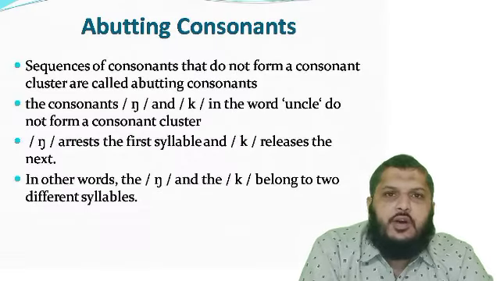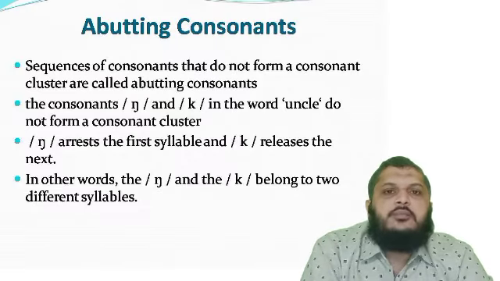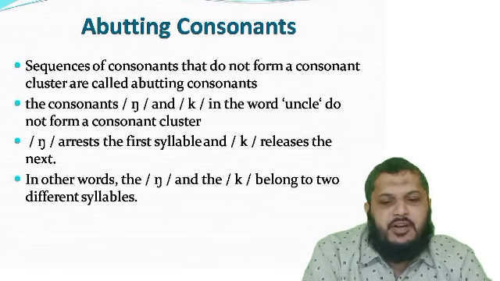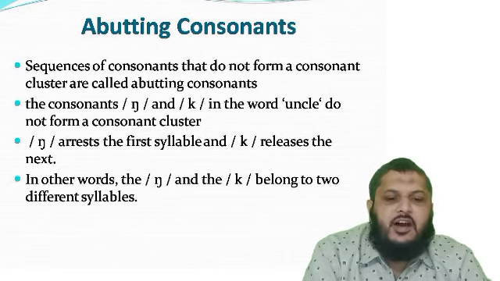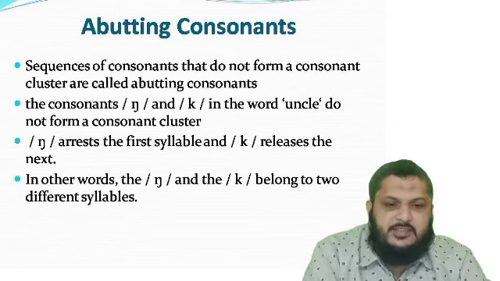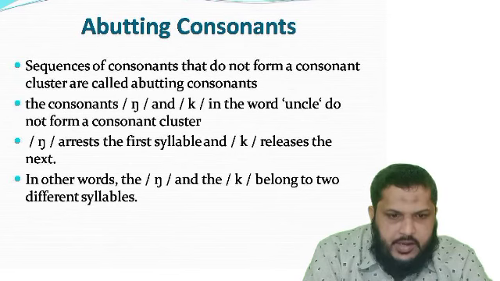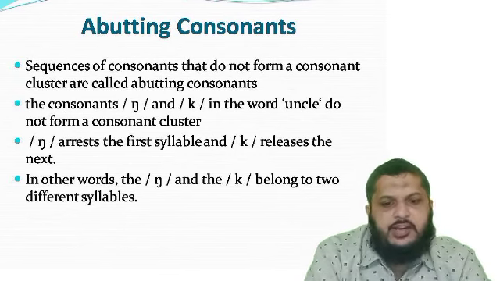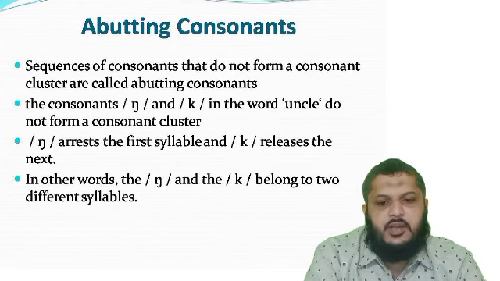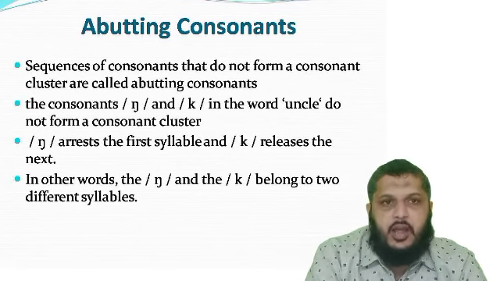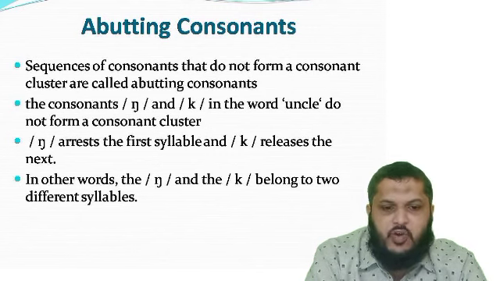Now take a look at another word, ungle. Here, ng and k do not occur in the same syllable. We have the consonant ng that arrests the first syllable and k that releases the next. So we don't consider this an example of a consonant cluster. We call this an abutting consonant.